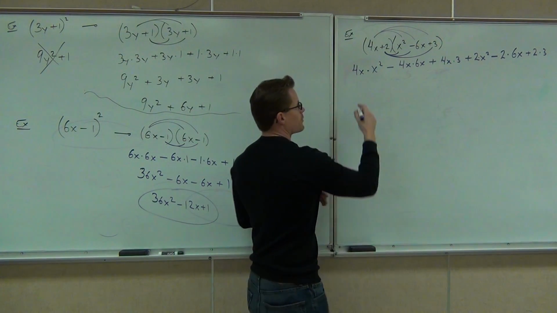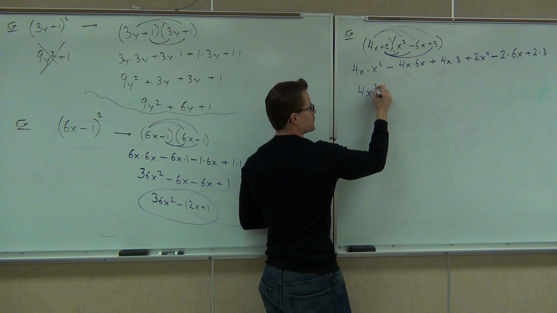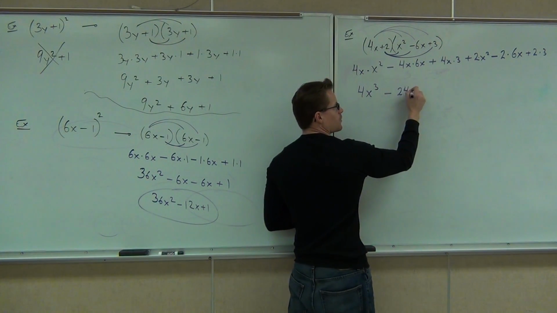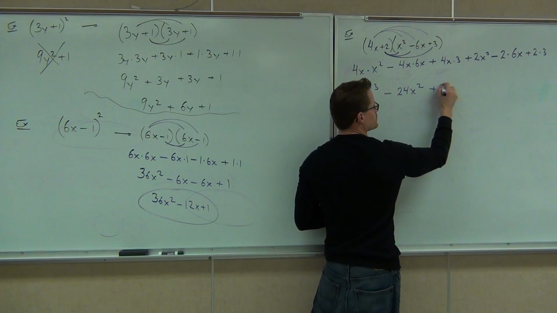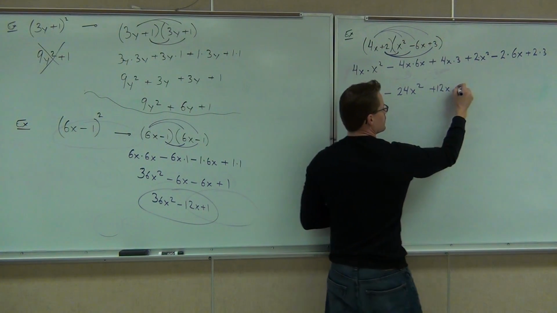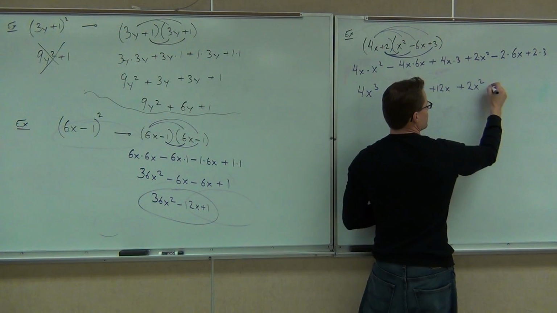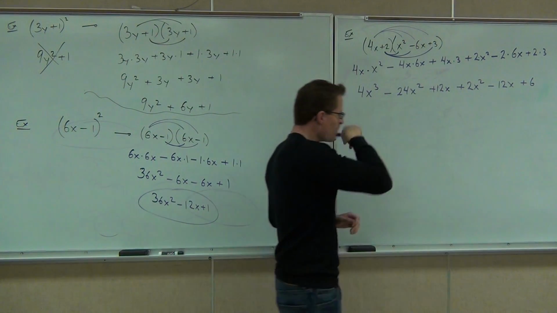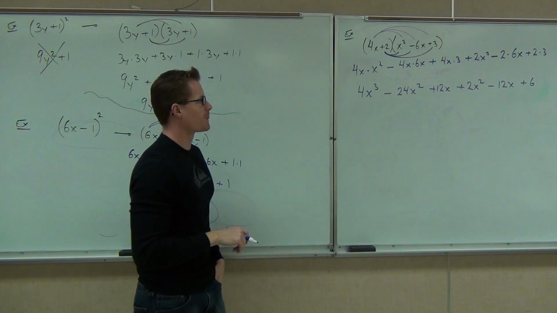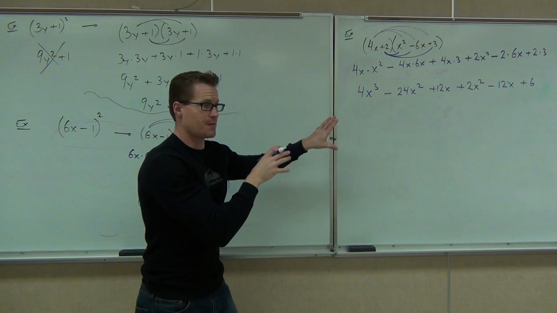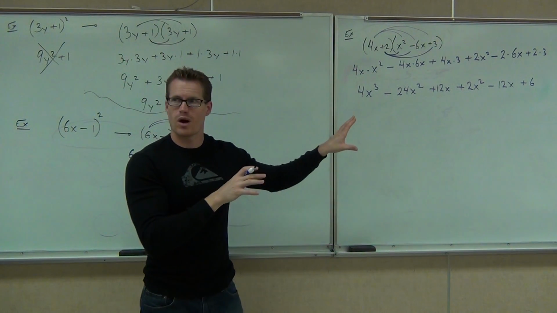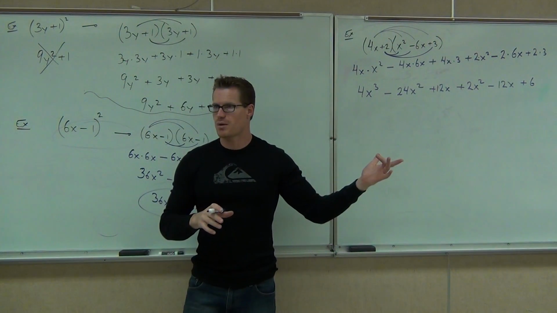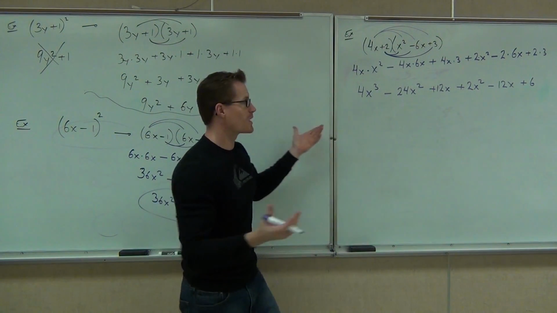So if we do the math, we've got 4x to the third, minus 24x squared, plus 12x, plus 2x squared, minus 12x, plus 6. My goodness, that's a lot of stuff. Can you make it that far? Are you seeing why we covered like terms before we did these problems? Yeah, because now we got a lot of like terms combined.